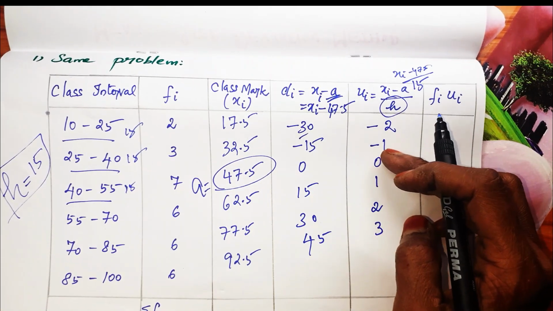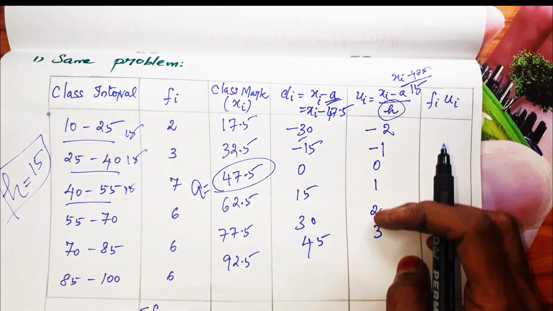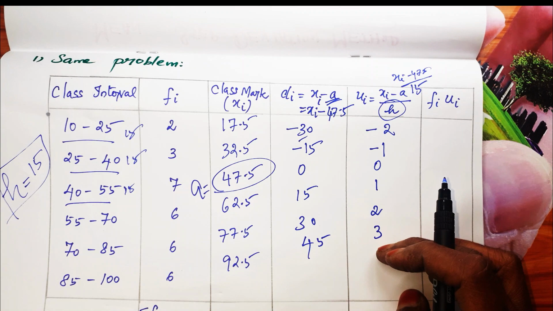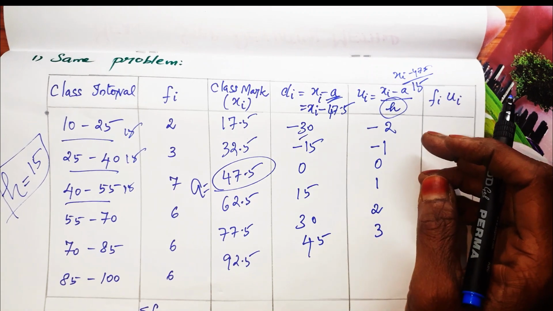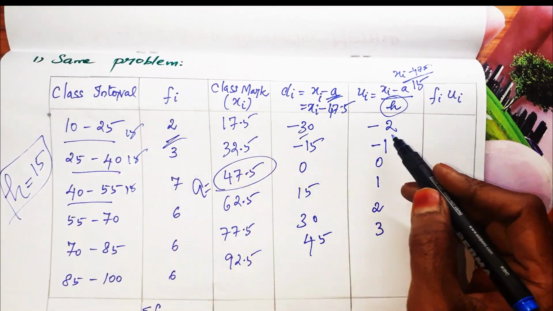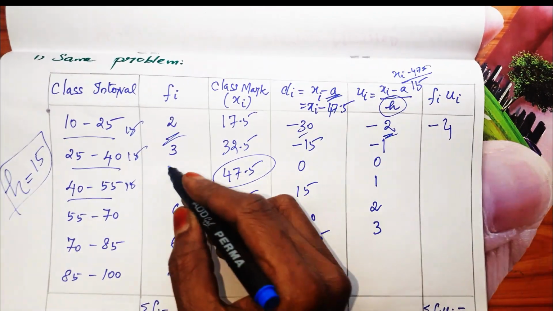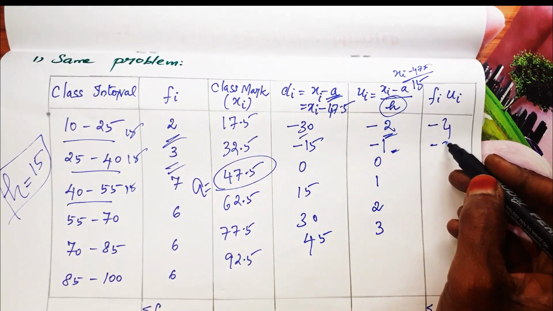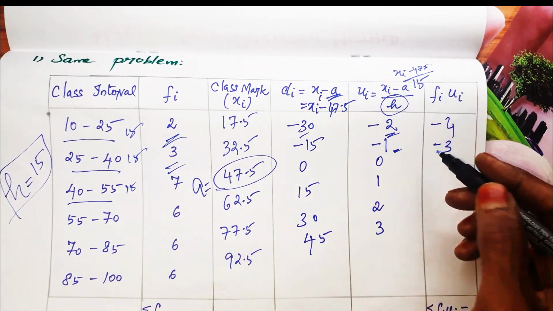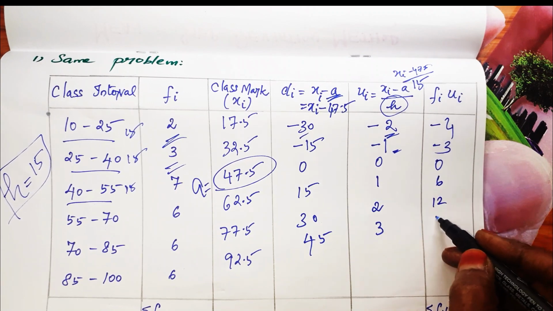This is our midpoint. In the upward sense, we have negative values, and downwards we have positive values. Now we are going to find fi into ui. This is fi and this is ui. 2 into minus 2, it is minus 4. 3 into minus 1, it is minus 3. 7 into 0, it is 0. Then 6, 12, 18.